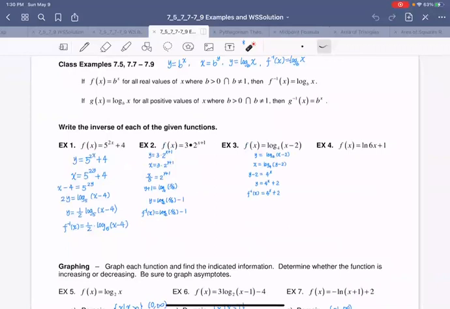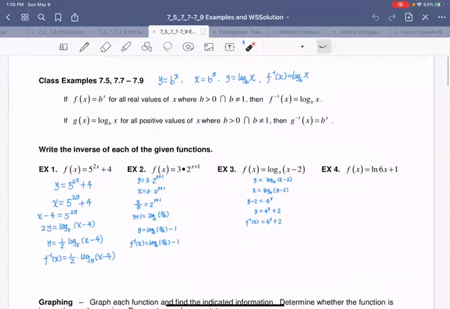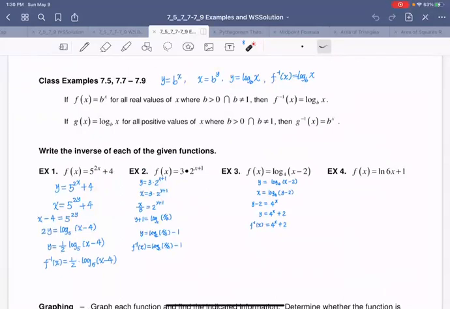Today is the last class for this semester. We want to learn about the logarithm. B to the power x is the exponential function. The inverse function is the log base b of x. How do we get from here to here?